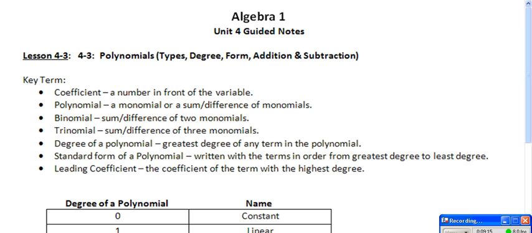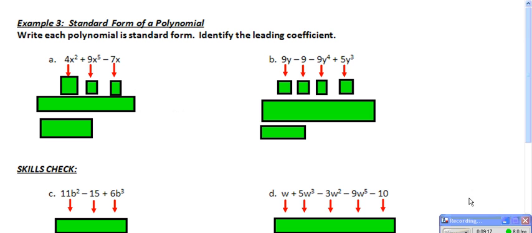So we'll check back in our examples here. We look at example 1. Example 1 is not in standard form. We look at our degrees. First thing, I would break this trinomial down into degrees. 4x squared, well, that has a degree of 2. 9x to the 5th has a degree of 5. The negative 7x has a degree of 1.